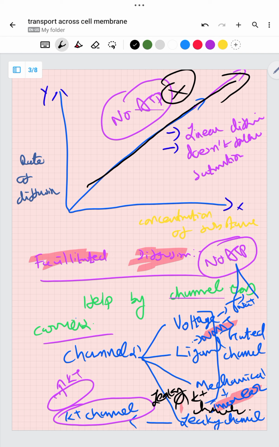Facilitated diffusion also no ATP is required, but இங்க வந்து we need help of the channels and the carrier proteins. Okay, channels வந்து again divided into four types: voltage gated channels, ligand gated channels, mechanical gated channels, then leaky channels. Voltage gated channels examples: voltage gated sodium channels, potassium channels. Ligand channels example: neuromuscular junctions. Then mechanical channels present in the inner ear. Then leaky channels, leaky potassium channels. These are all the examples for facilitated diffusion.